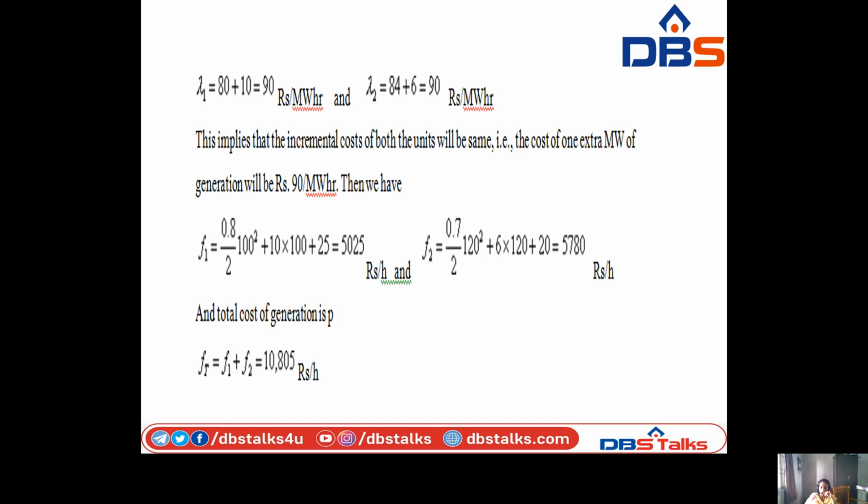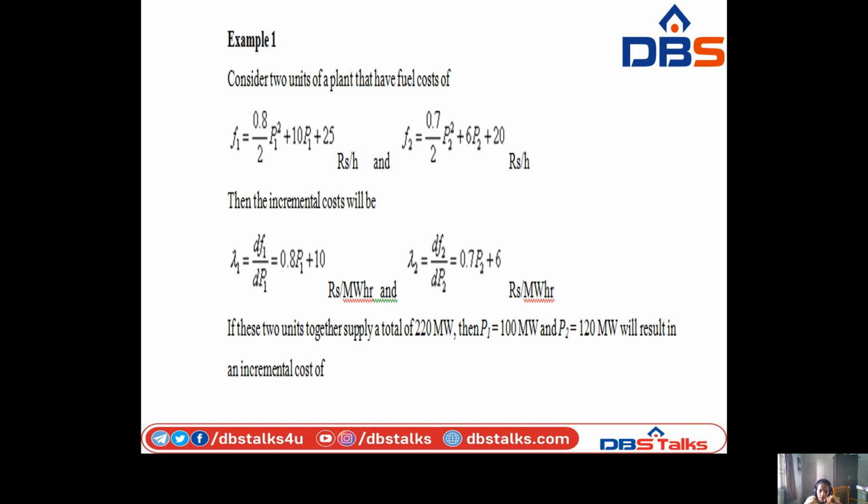So then we have calculated the incremental cost. Then fuel cost F1 equal to 0.8 by 2, here it is P1 square and P1 will be there.